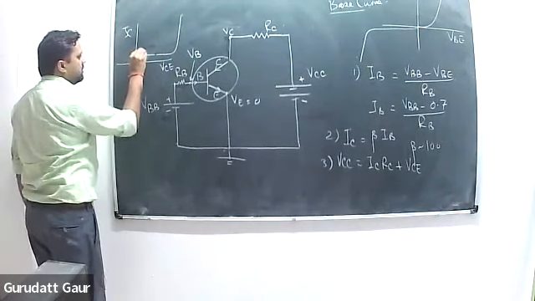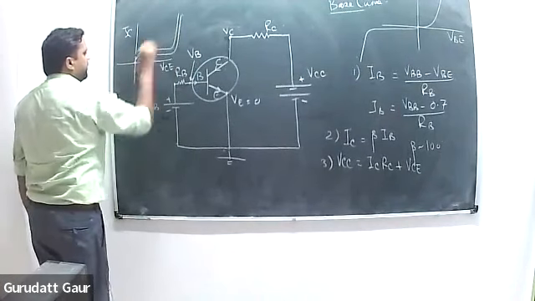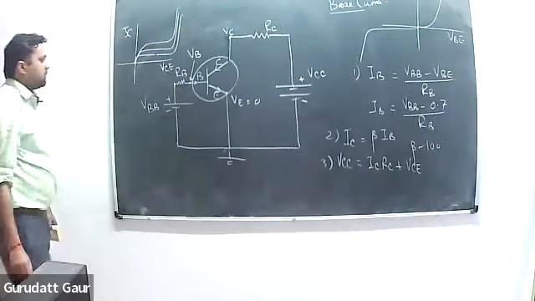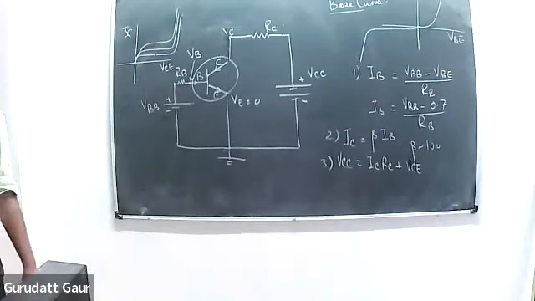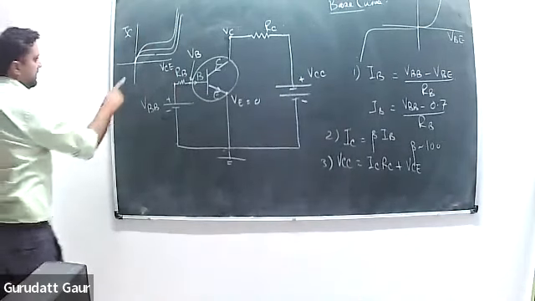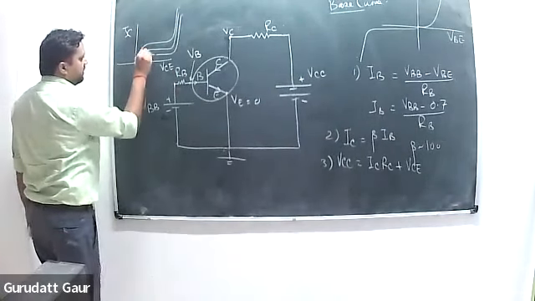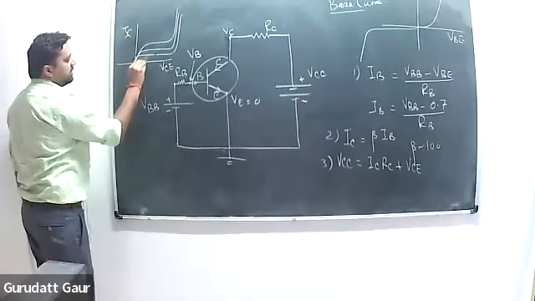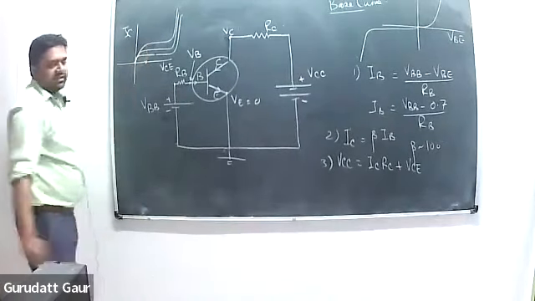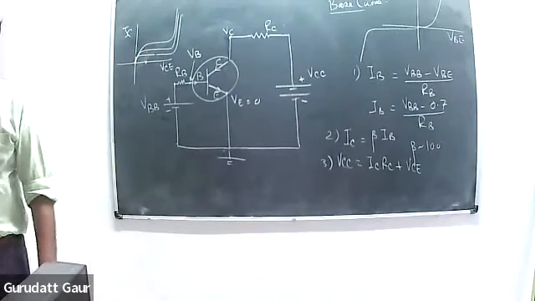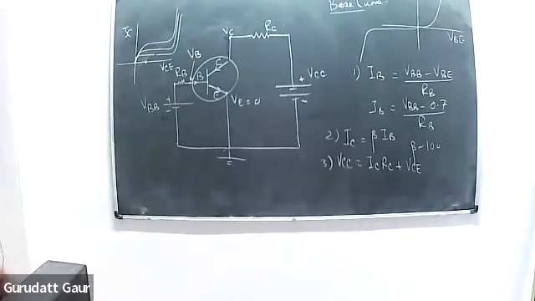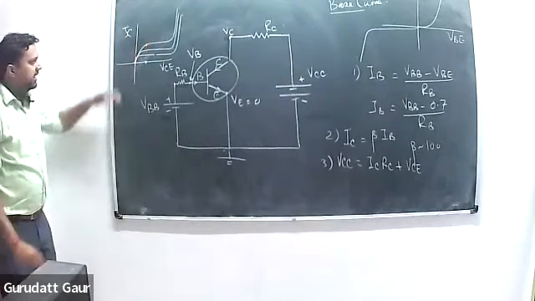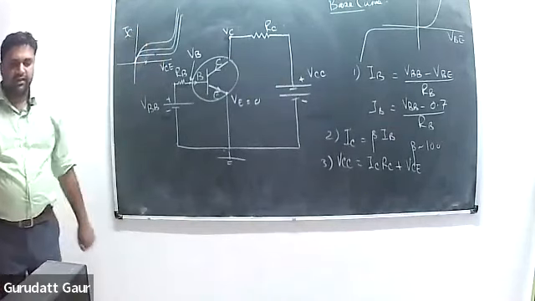Be careful. If you increase IB further, it will shift, and so on. So what is the meaning of this? Let's talk about this curve. After this voltage, your collector current is not changing. इसका मतलब क्या है, that all the electrons which were emitted from the emitter have been collected by the collector. उसके आगे voltage तुम कितना भी बढ़ाओ, your current is not increasing.